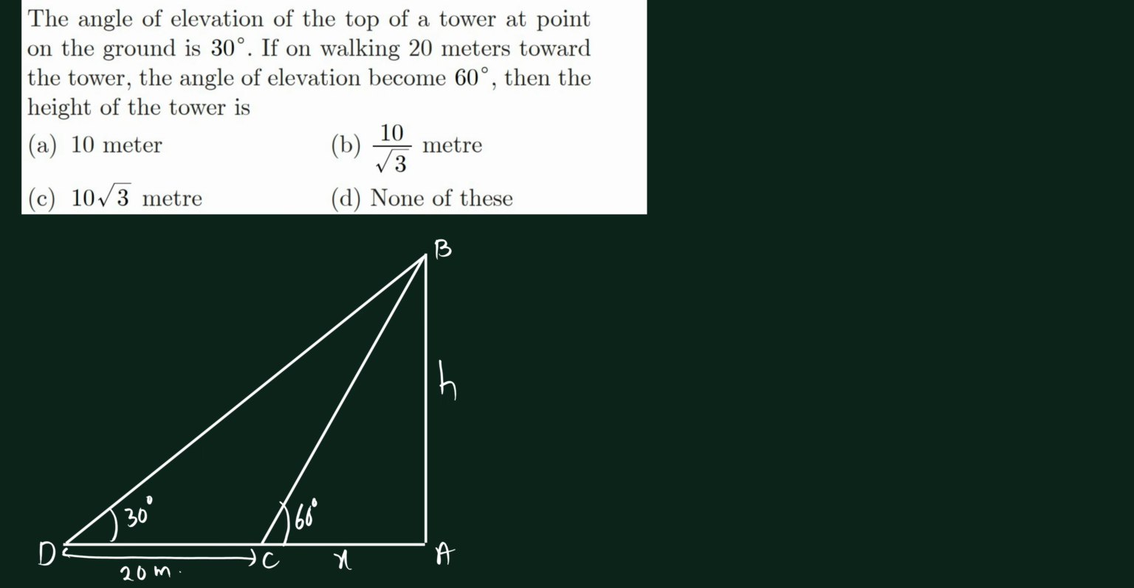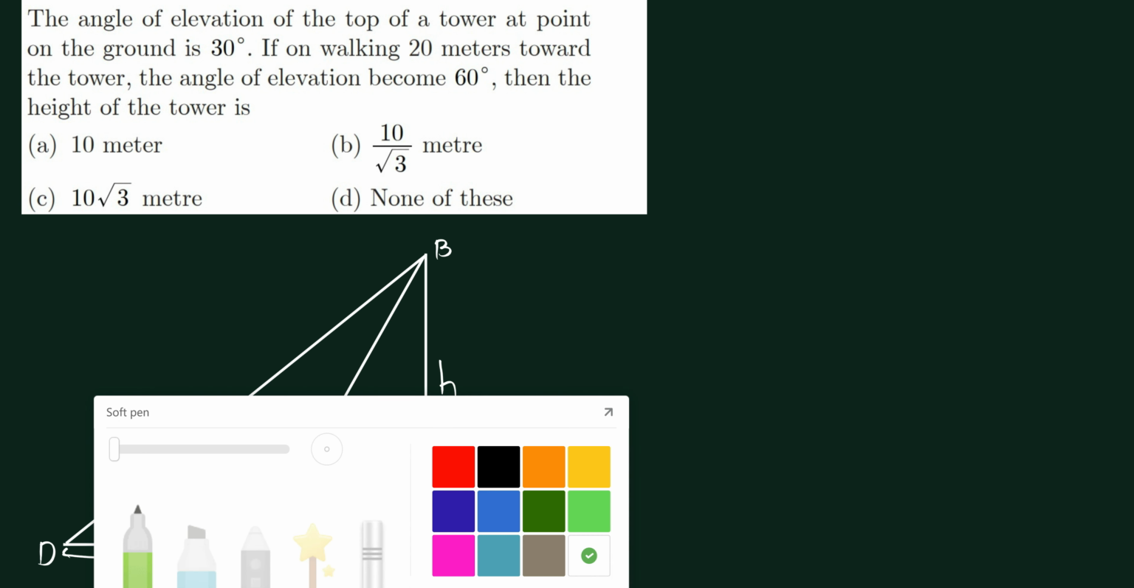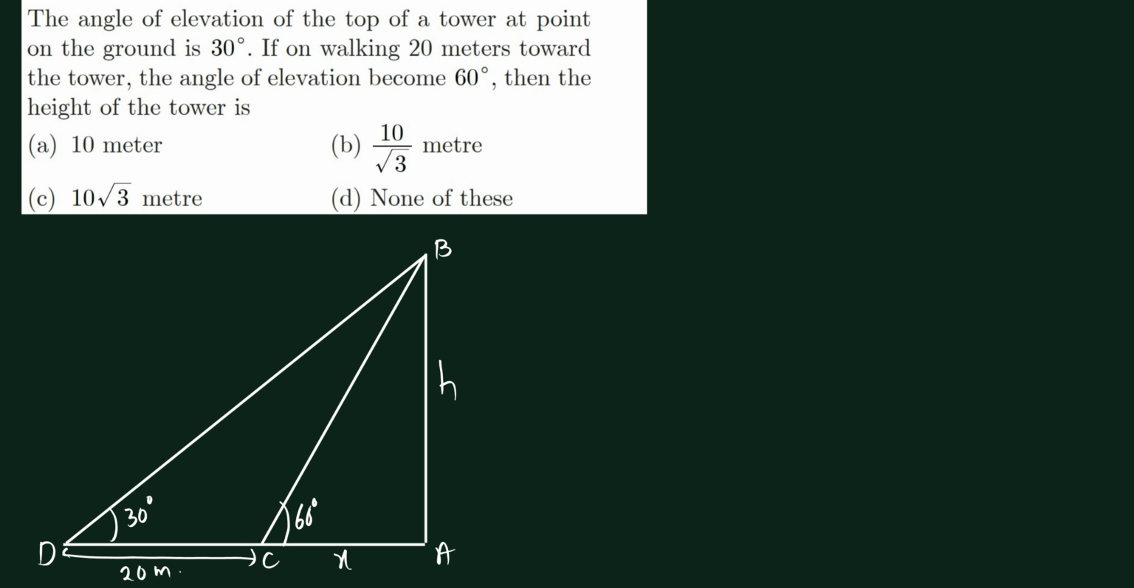The angle of elevation of the top of a tower at a point on the ground is 30 degrees. If on walking 20 meters toward the tower, the angle of elevation becomes 60 degrees, then we have to find the height of the tower. Which one is the height of the tower here in this triangle? AB equal to the height of the tower. Let us say this is equal to H.